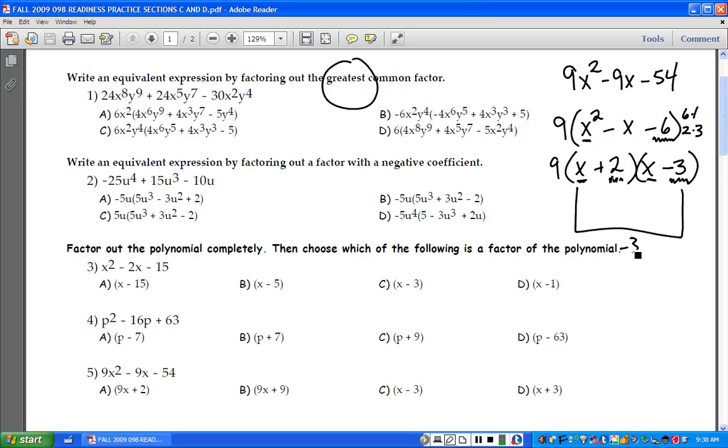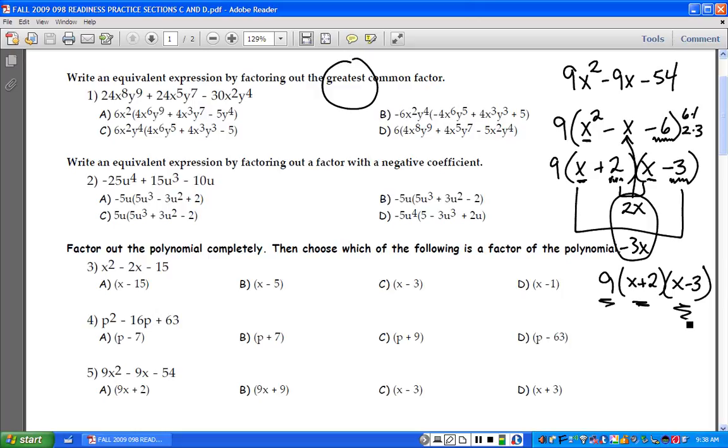Outside negative 3x, inside positive 2x. 2x minus 3x equals, these combine to equal our negative x. So what we see is our answer is 9 times x plus 2 times x minus 3. So these would be our factors.